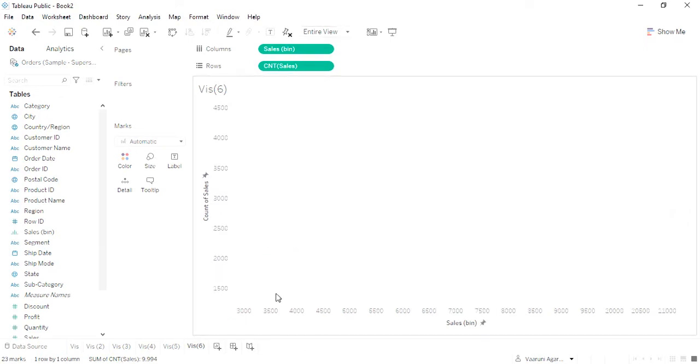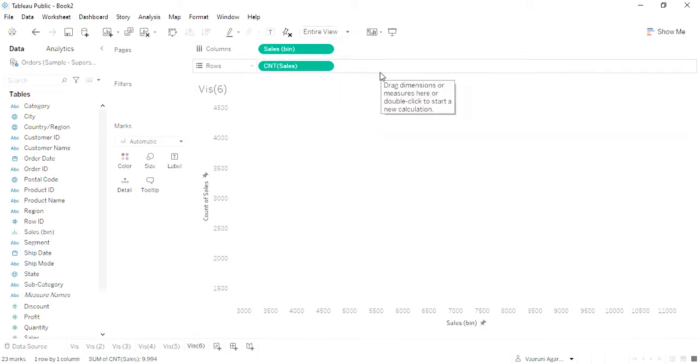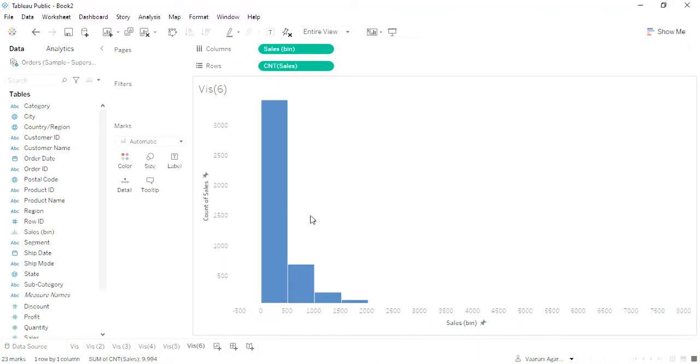So yeah, I've tried to zoom in a little bit in order to get a better view. This is the histogram that's been created. This is the bin. As you can see, from 0 till 500 there is one bin, and its count of sales is 8,847. It means that out of the total 10,000 rows that we had in our data, these many rows had sales between $0 and $500.